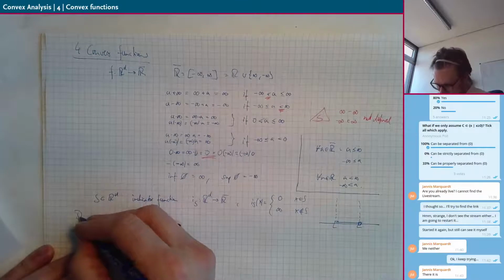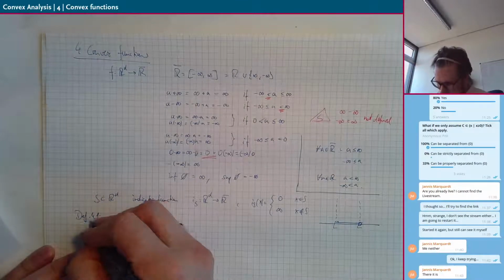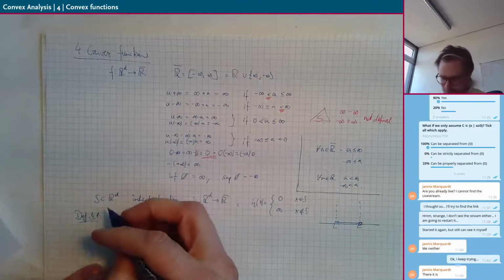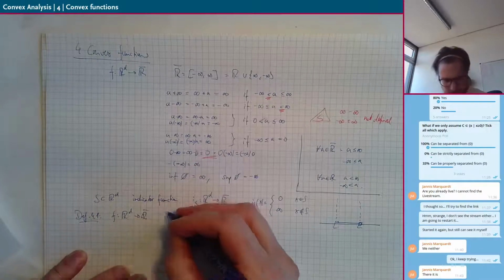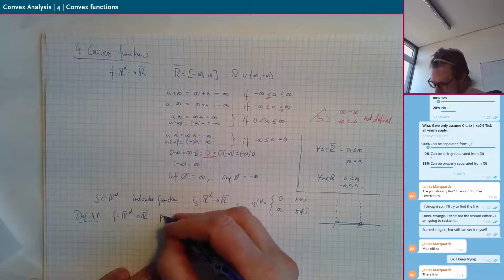Okay, so now this has been a bunch of definitions, but this is now the first official definition. A function f mapping Rd to the extended real line is called proper.